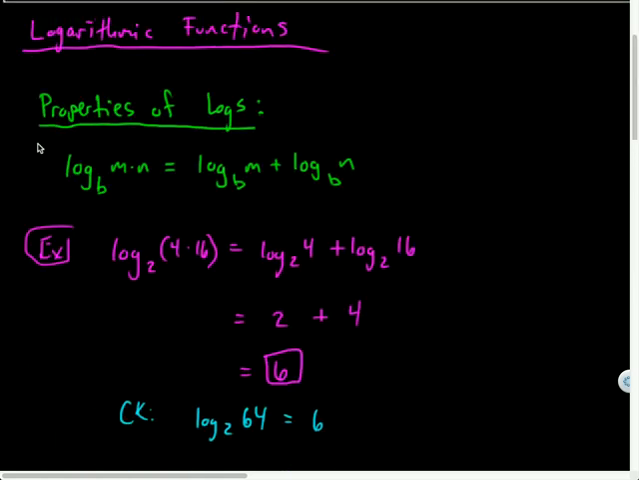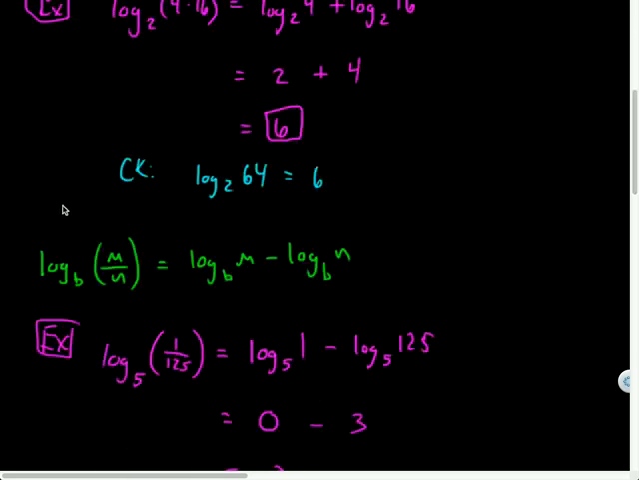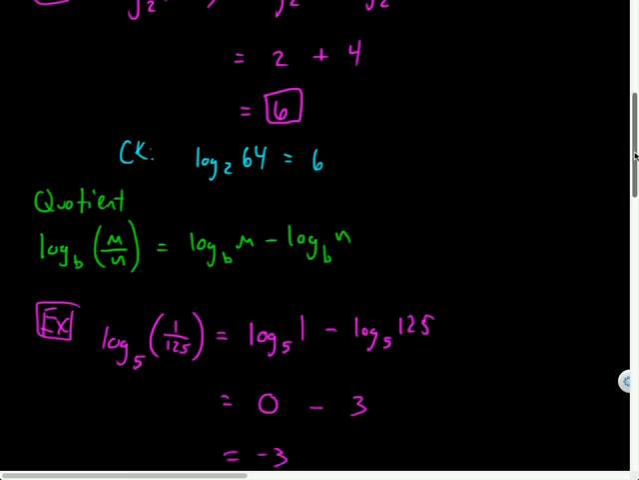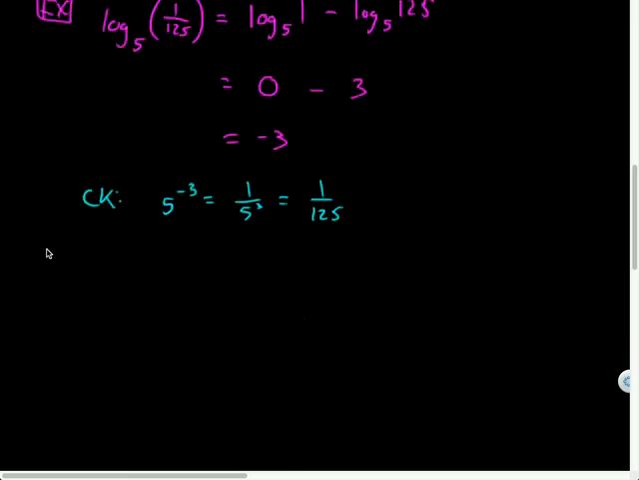I guess I'll throw some names on these. This is the product property of logs. This is the quotient property of logs. Oh, power property. This guy is powerful. It's like with exponents: when you multiply the exponents, it's adding. When you divide them, it's subtracting. And then it's power and power. So check this out. This is really crazy.